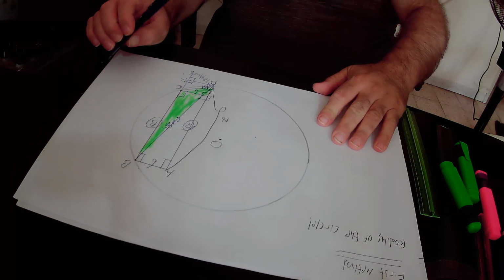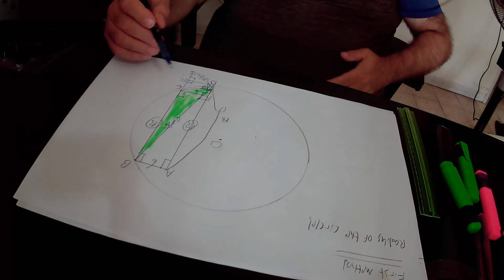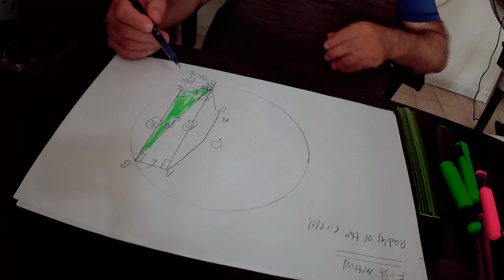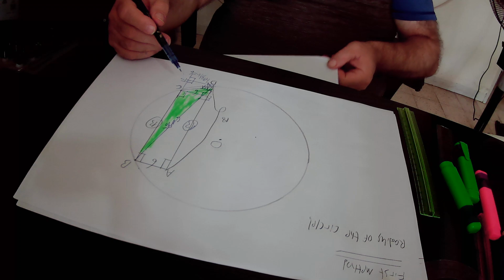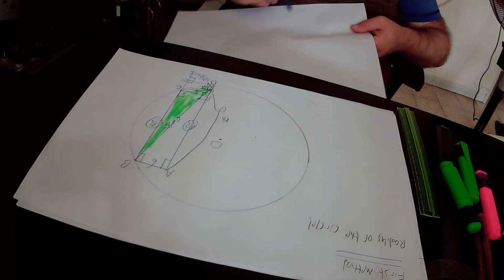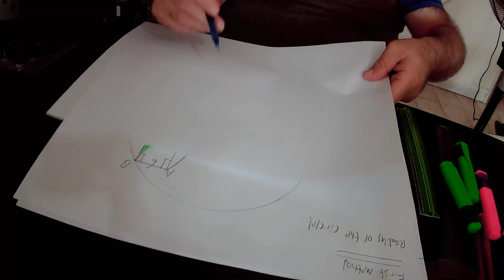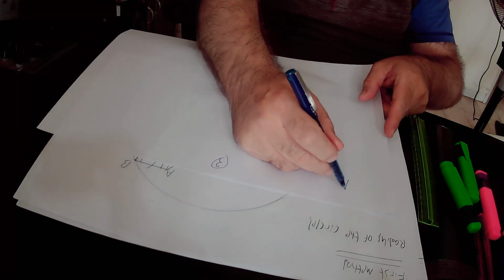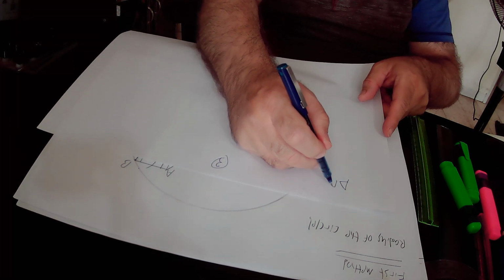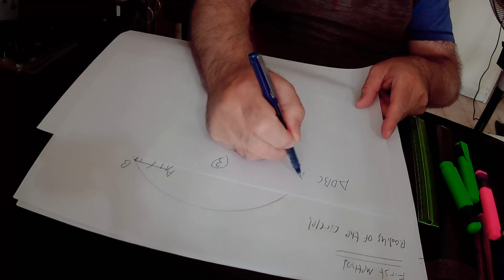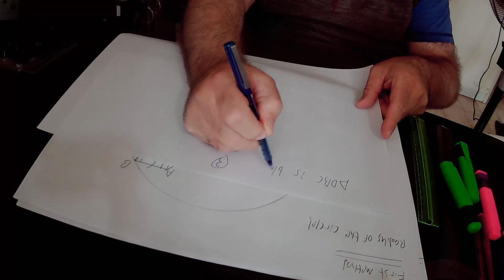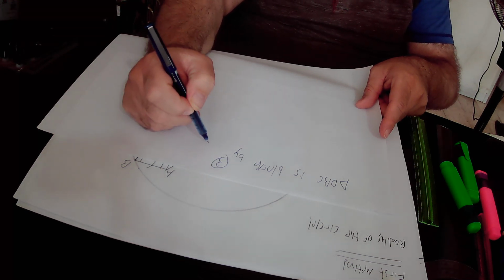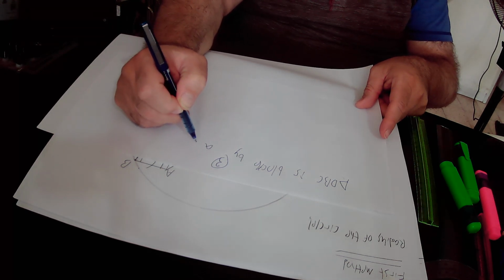Why? Because in our drawing, we have the green triangle DBC that is blocked by a circle. I'll write it down. In our original drawing, the green triangle DBC is blocked by a circle.